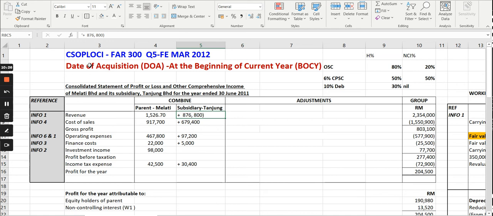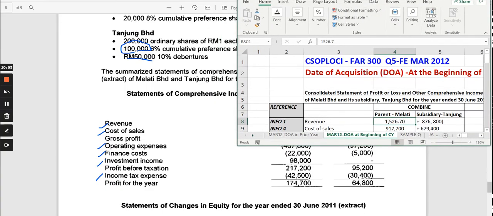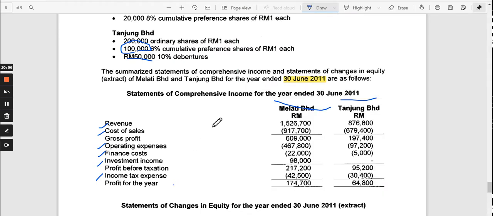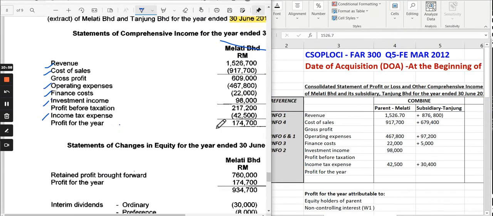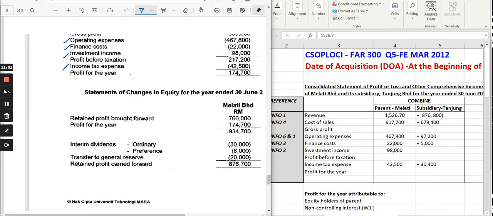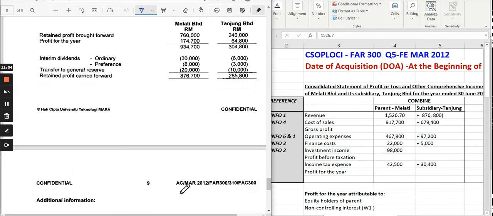And remember, our focus is to look at how we treat the situation when you have a date of acquisition at the beginning of the current year, where here it is exactly a year that you have acquired a subsidiary. So the date of acquisition again is 1st of July 2010. Right, now we are going to do the additional information that were given. Let us just do it side by side so that it's easy for us to see the information here.